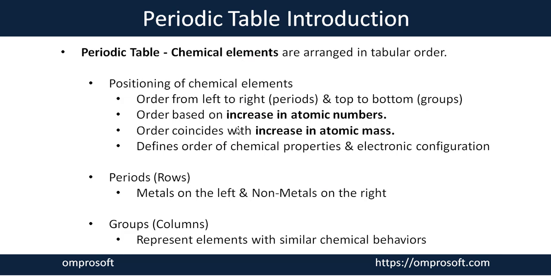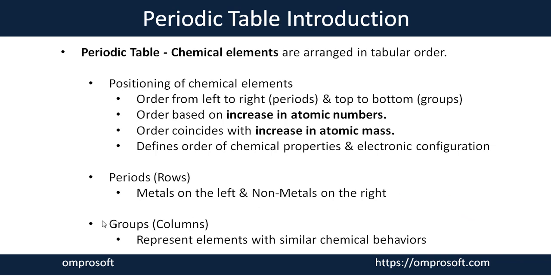While these chemical elements are arranged in the order of increasing atomic number, we also consider the relation of chemical properties between the elements and also the electronic configuration of such elements. Like when we go along the periods, if you see the periodic table, all the metals are at the left side of the periodic table and all the non-metals are at the right side.